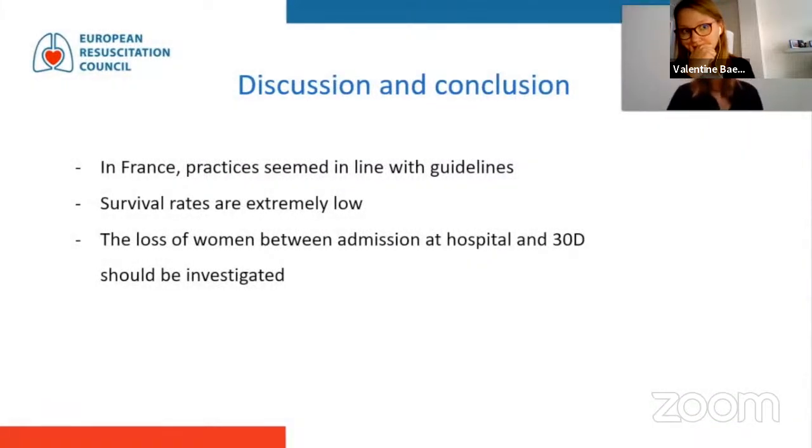In conclusion, we can see that in France, practices seemed in line with guidelines, especially regarding epinephrine, or adrenaline, use during out-of-hospital cardiac arrest care. Survival rates are extremely low considering the median age of 32 years old. Only 13% survival is extremely low. The loss of women between hospital admission and 30-day survival should be investigated. Thank you for your attention.